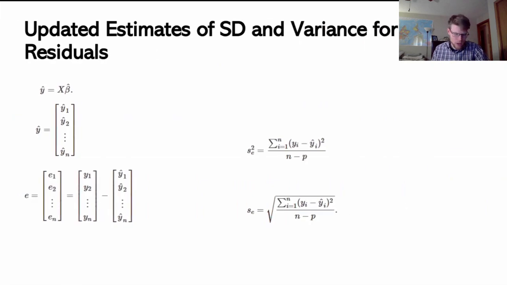And then one other note is that we have some updated estimates for the standard deviation and variance of our residuals. In the denominator, instead of n minus 2, we're going to have n minus p, where p represents the number of parameters that we're estimating. So if we have beta naught, beta 1, beta 2, and beta 3, then p is going to equal 4. And so that's how I would get that number.